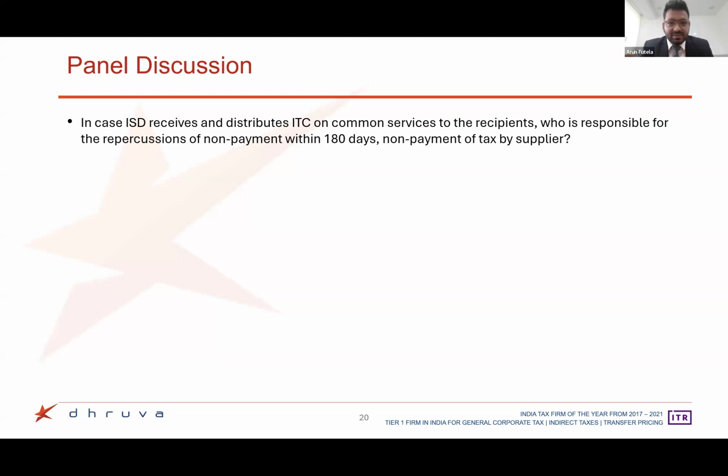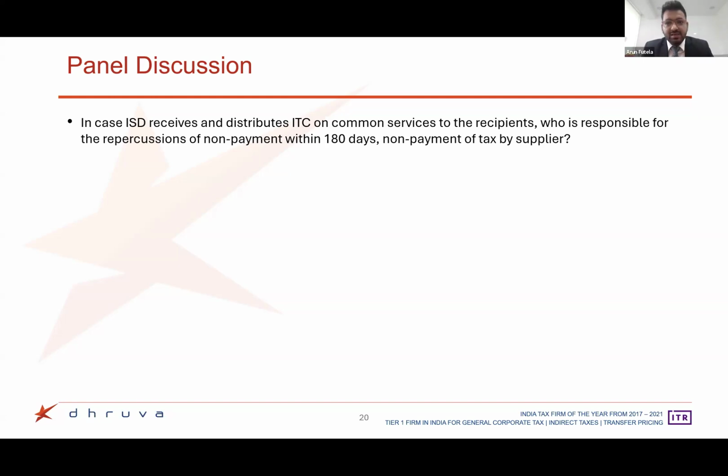It has no kitty per se. So since the ITC has been availed at the end of recipient locations, then the reversals or the repercussions will always have to be at the recipient ends only. So in case there is a non-compliance with 180 days or non-payment by the suppliers, the recipient locations, not the ISD, will have to reverse the credit.